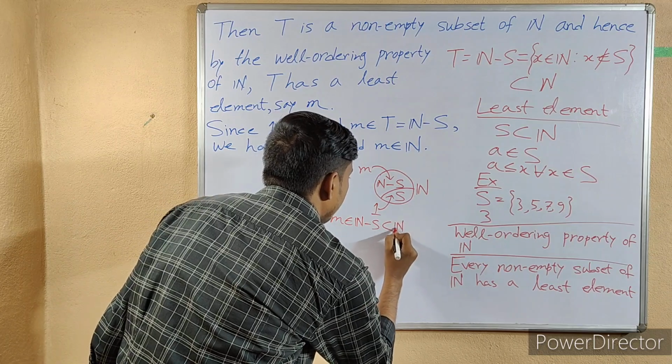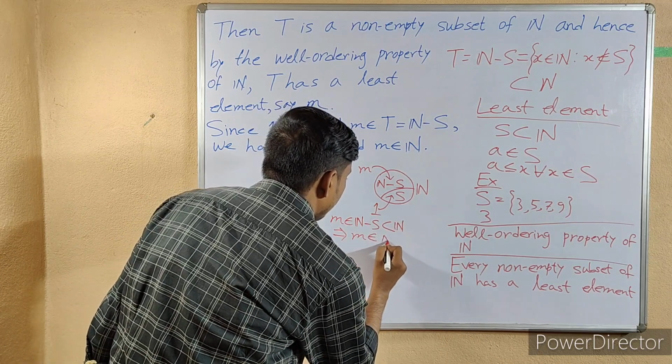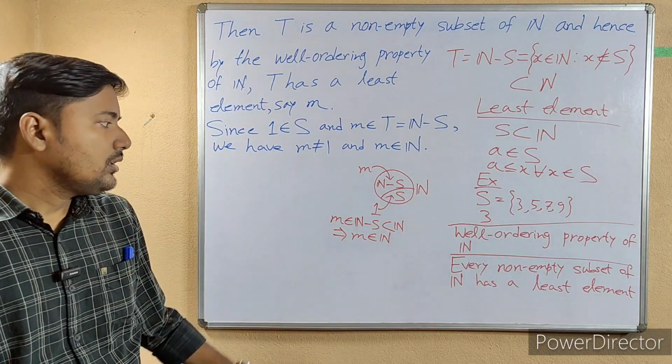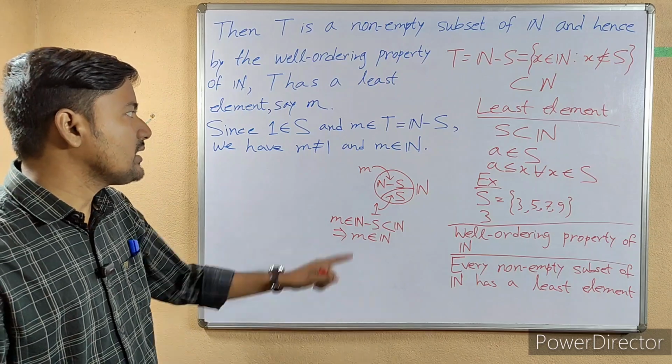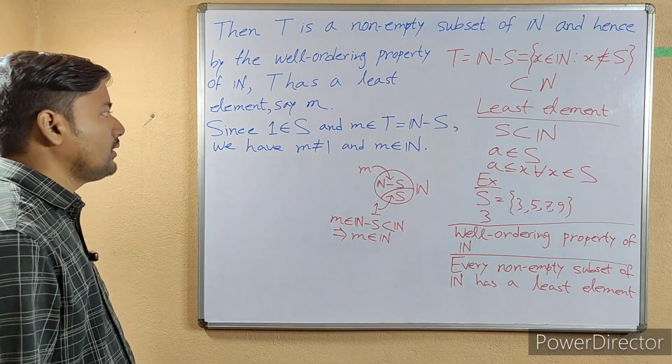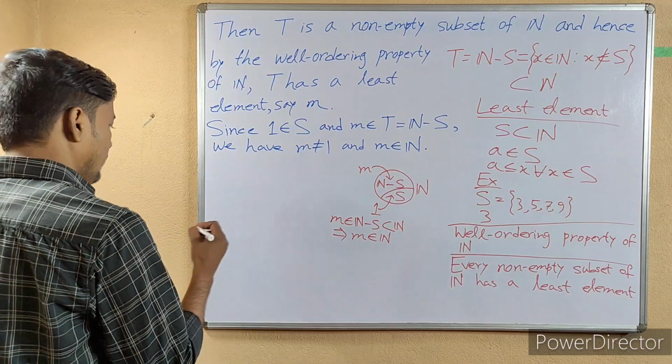Subset of n implies m belongs to n. M belongs to n minus S, and this is a subset of n. So m belongs to n. So we have m not equal to 1 and m belongs to n.